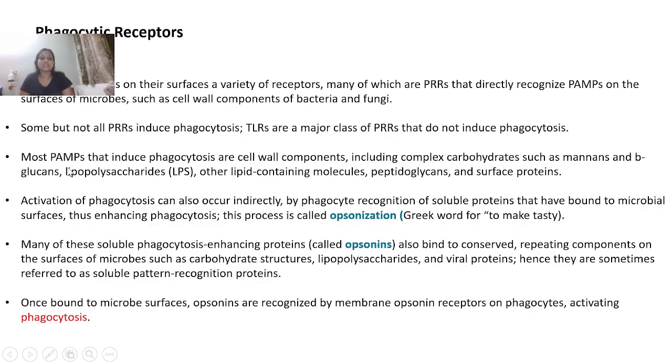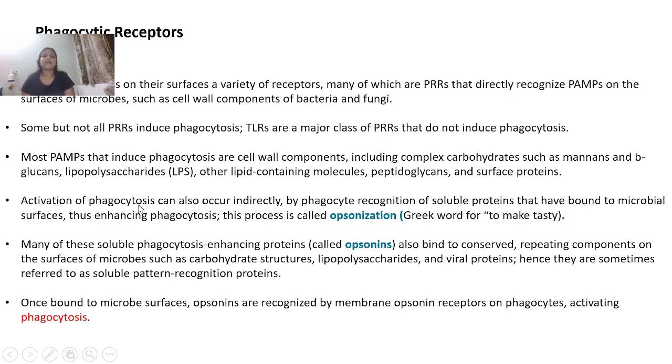Most PAMPs, or pathogen-associated molecular patterns, that induce phagocytosis are cell wall components, including complex carbohydrates such as mannans and beta-glucans, LPS, other lipid-containing molecules, peptidoglycans, and surface proteins. So these PAMPs, as I already told, will interact with the PRRs, like the LPS present on bacteria, lipid-containing molecules such as peptidoglycan, or mannans, beta-glucans, and other fungal components. It can interact and activate the phagocytosis process.